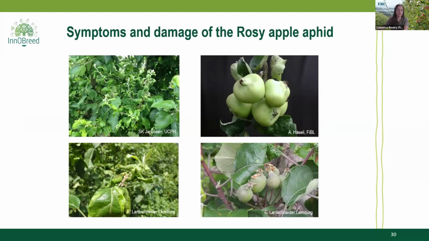This is the damage of the rosy apple aphid. Severe curling of the leaves, especially of the young shoots. And under heavy attack, you can have malformation of fruits, because the aphids suck on the leaves but also on the growing fruits, and then it leads to these malformations.